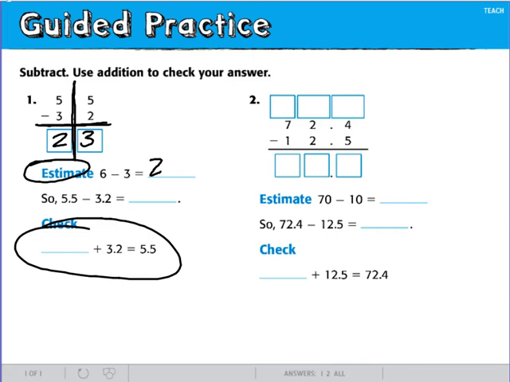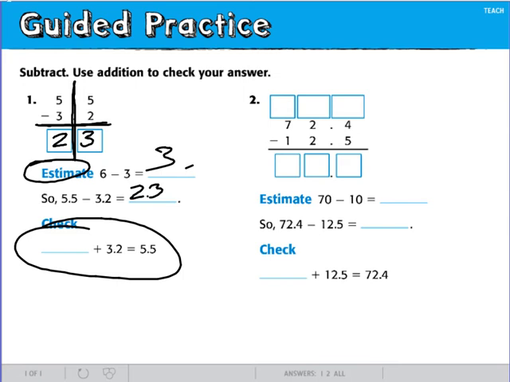6 minus 2 is, 6 minus 3, sorry. I almost started writing my answer down there. That would have been good. 6 minus 3 is 3. So 5 and 5/10 minus 3 and 2/10 is 2 and 3/10. Is that close? Yep. Alright, they're close to each other.